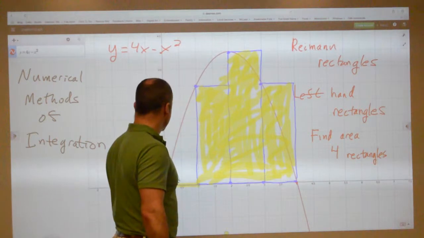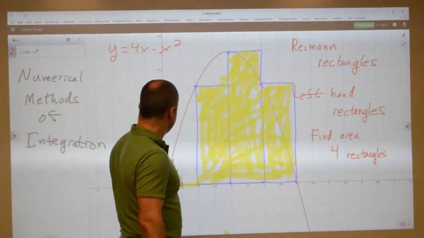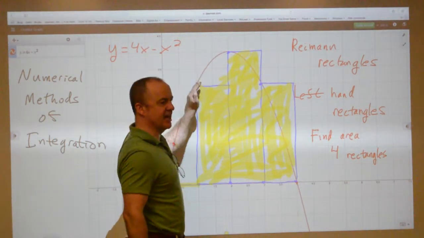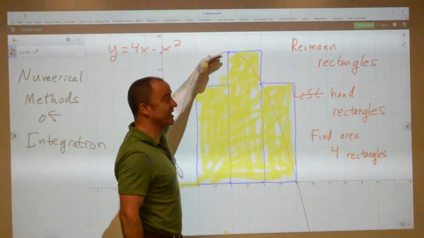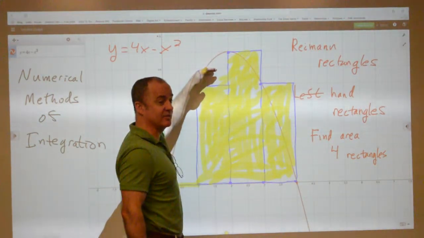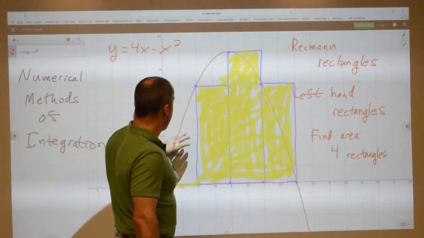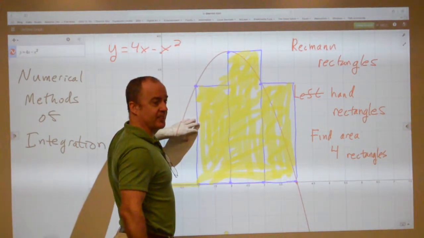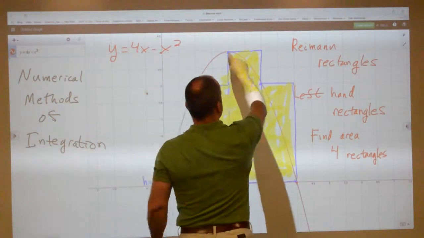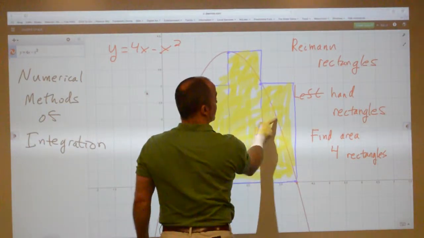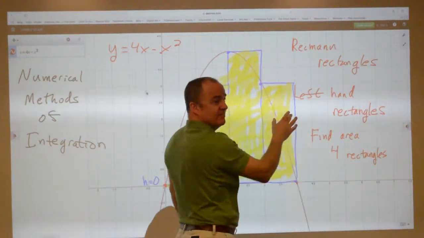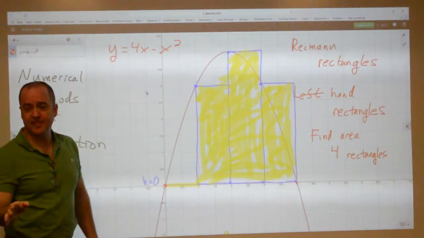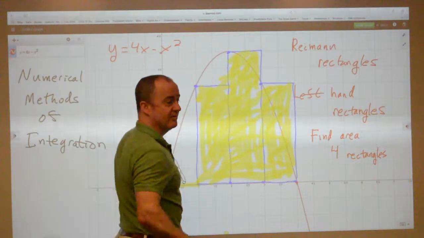If I'm using a left-hand rule, when the function is increasing and concave down over here, first derivative positive, second derivative negative, I know, because it's increasing and frowning. Don't forget that stuff. Okay, I lose area with a left-hand rule. When the function is decreasing and frowning, I gain area with the left-hand rule. Sometimes it'll average out nicely, Andrew. Sometimes it won't.